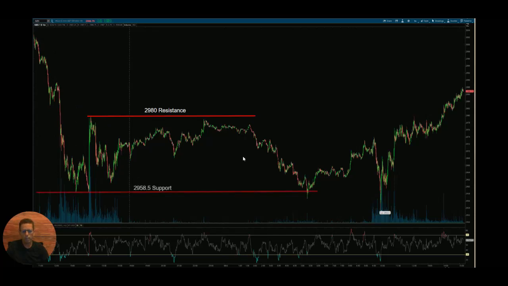I also identified the lower area, which is the support area. This is the area that the market tried to get through a couple of times, and it's about the 2958 area. So it's really the 2950-ish area of support that was resistance for a long time until we broke through it. And now basically it's support.